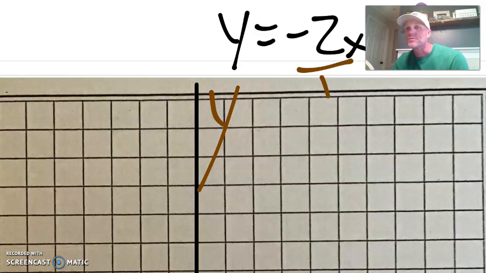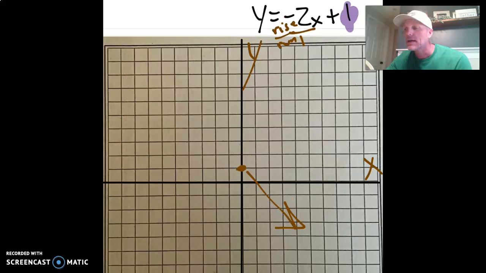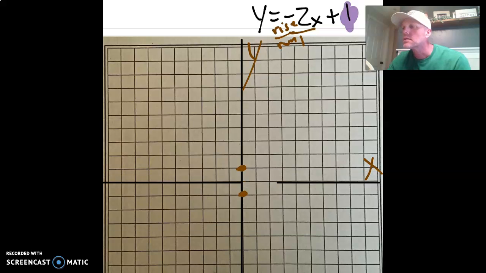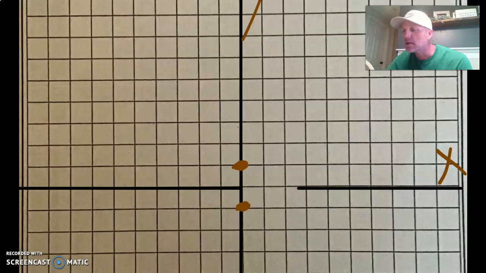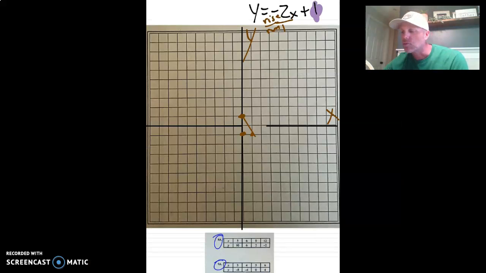And remember, it's rise over run, isn't it? Rise over run. Okay, so it's going to be a negative, meaning it's going that way. So the rise is negative 2. 1, 2, right there. And the run is 1 in a positive direction. Sorry, right there. So that line is this right here. That is y equals negative 2x plus 1.